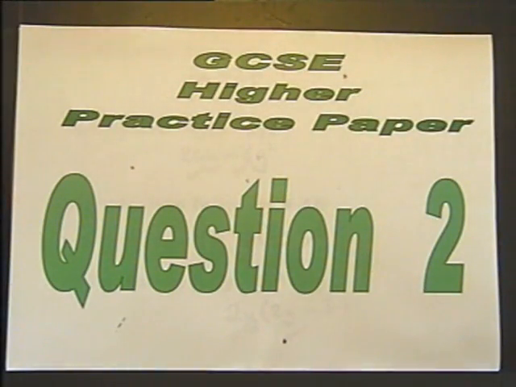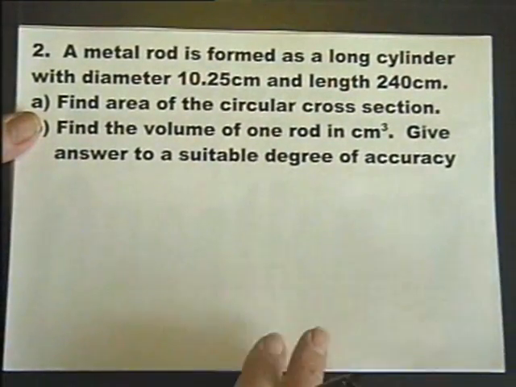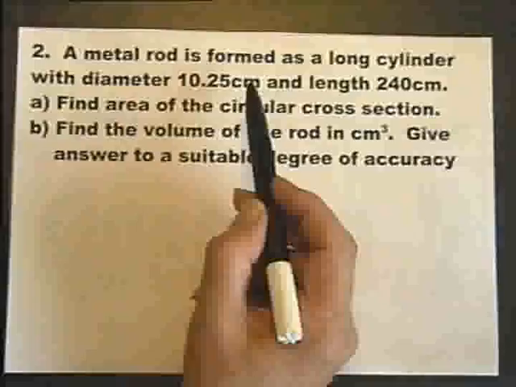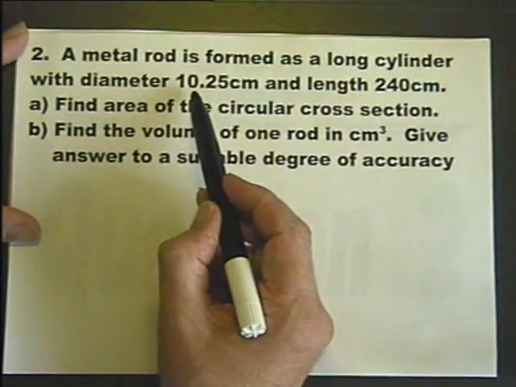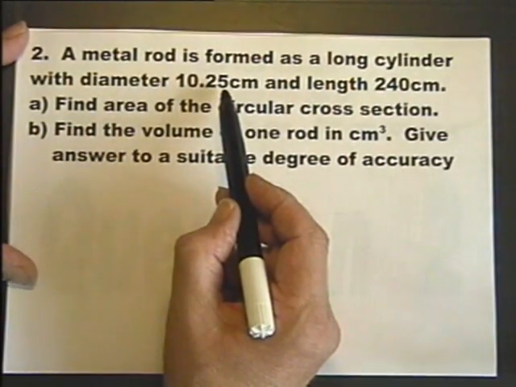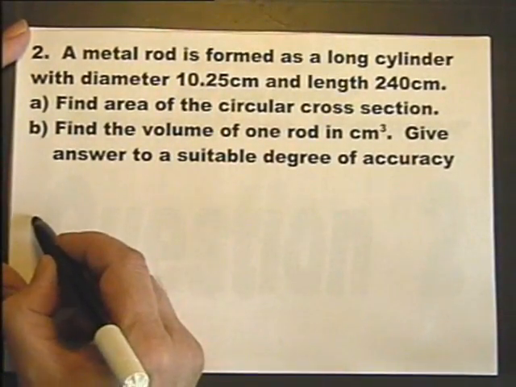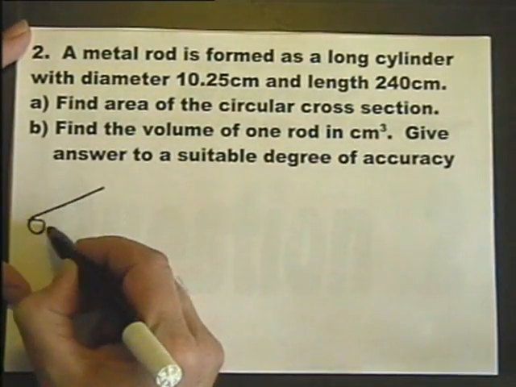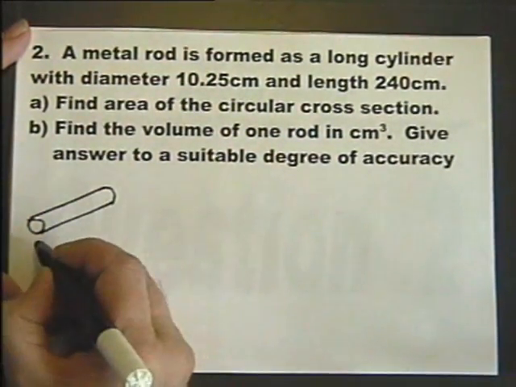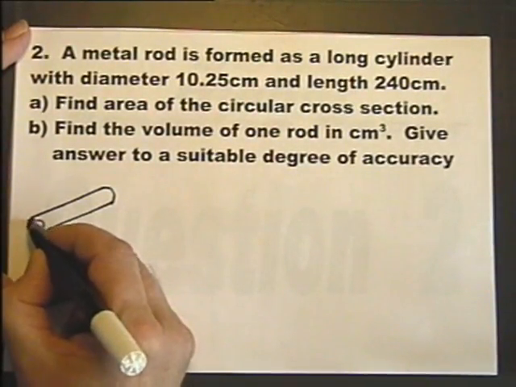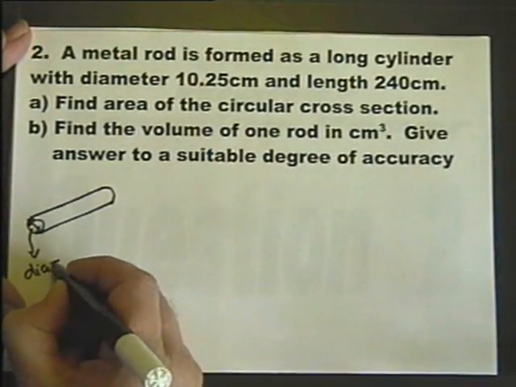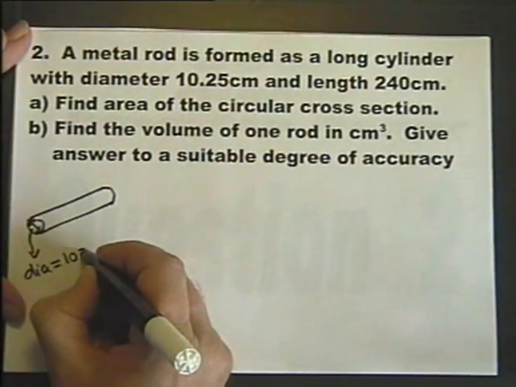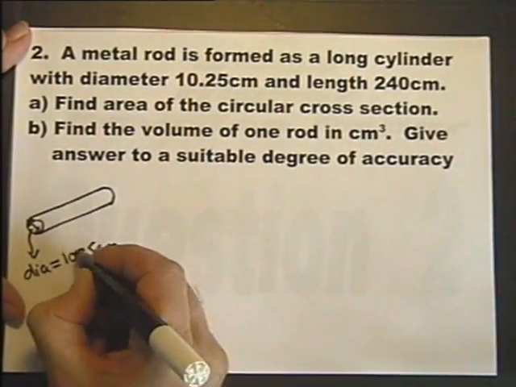GCSE Higher Practice Paper 4B, question number 2. A metal rod is formed as a long cylinder with a diameter of 10.25 centimeters and a length of that. So we'll draw a little sketch, even though it's not absolutely necessary, because I feel that it helps me get my head around the question. Make sure you think about whether that's the diameter or the radius. So maybe make a little note of it.